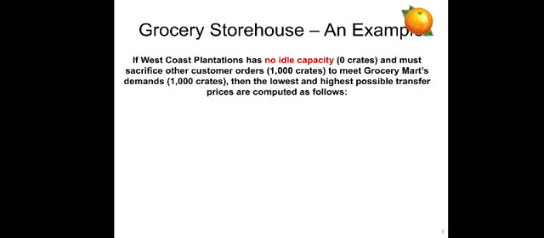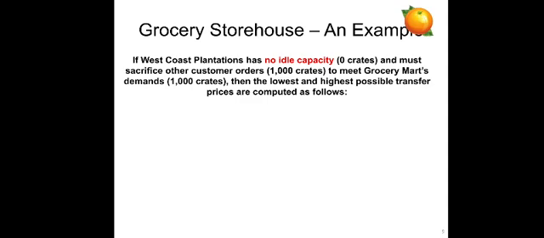So when there is no idle capacity, West Coast Plantations' capacity is 10,000 crates. Every month or every year, West Coast Plantations sells all these 10,000 crates to customers. So if West Coast Plantations wants to sell 1,000 crates to Grocery Mart, then it has to sacrifice 1,000 crates that it could sell to other customers. So this is the situation: no idle capacity.